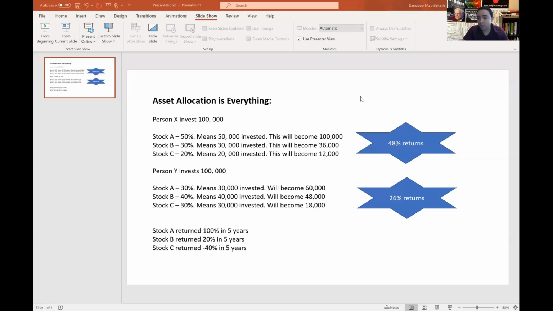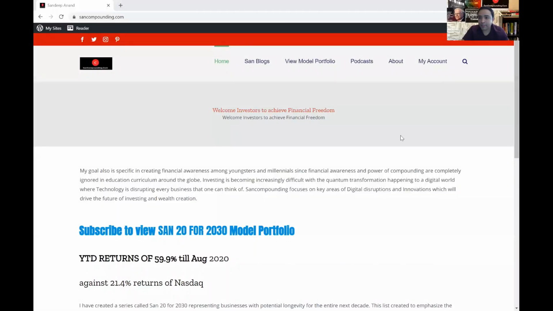Now, let me take you through how to build a right asset allocation strategy and how to diversify to create a well balanced fund. Let me introduce you to my website, sandcompounding.com. This is my blog, and it has my podcast and everything, and it's a free website anybody can access. There is something called a model portfolio I created, just for illustrative purposes, of how to build a portfolio which is well diversified and well balanced in terms of asset allocation.